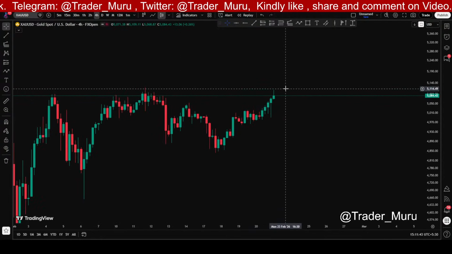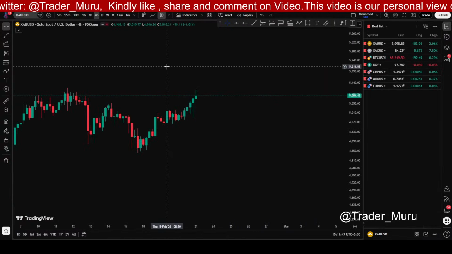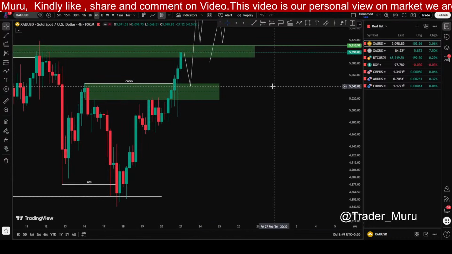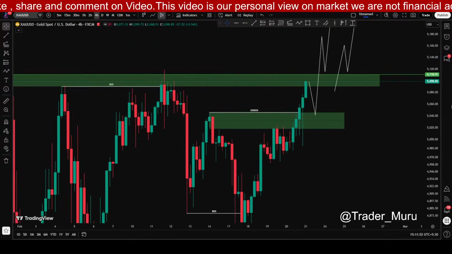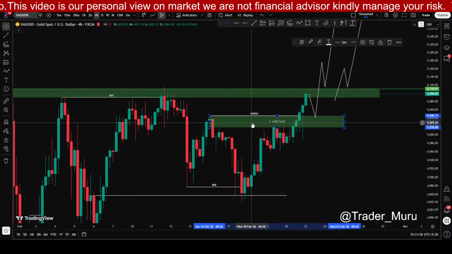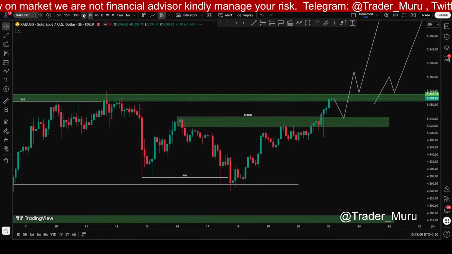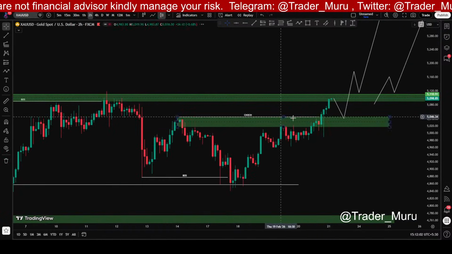So possibly there is a chance of primary rejection, and the same area here, and this is our buy zone. We will be watching for buy here. Let's see a smaller time frame to get a good entry.